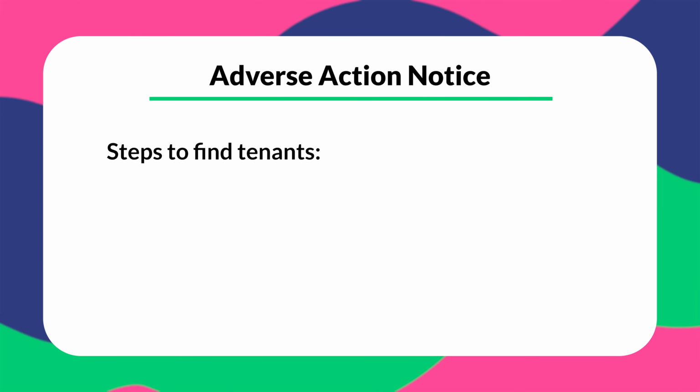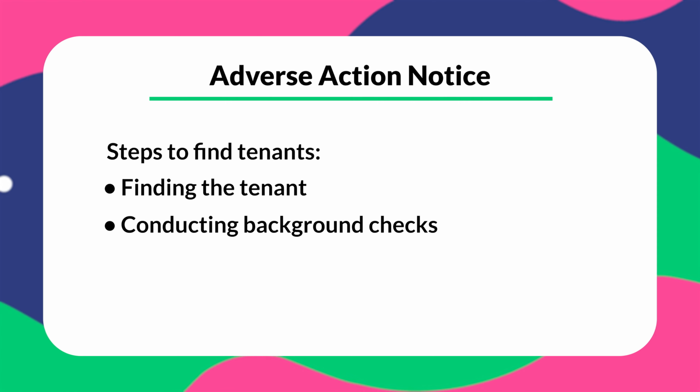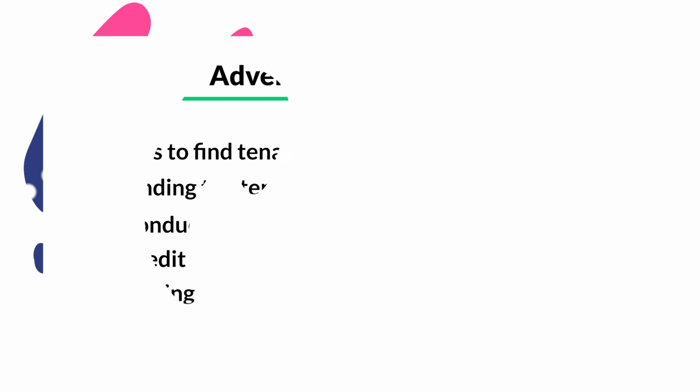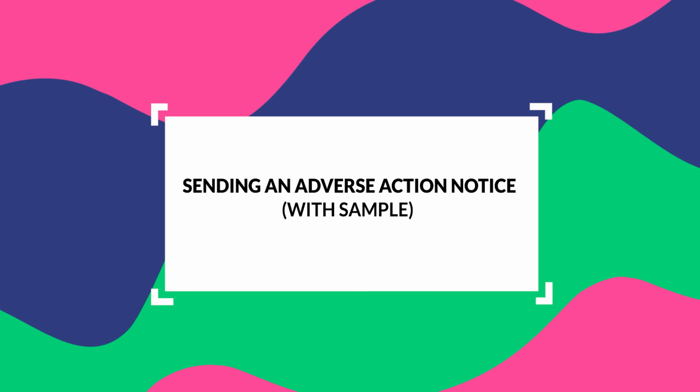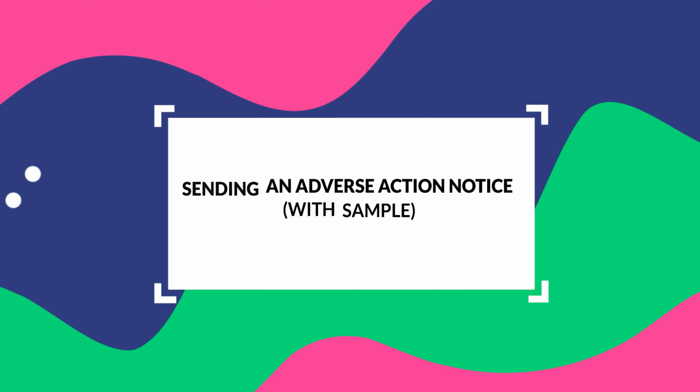Some of these steps include finding the tenant, conducting a background check, credit screenings, and signing the lease agreement. However, not every tenant gets through the whole process. One of the steps that many applicants fail to get past is the credit screening. When an applicant doesn't pass this step, they're given something called an adverse action notice. And today we're going to be going over what an adverse action notice is and what causes one.